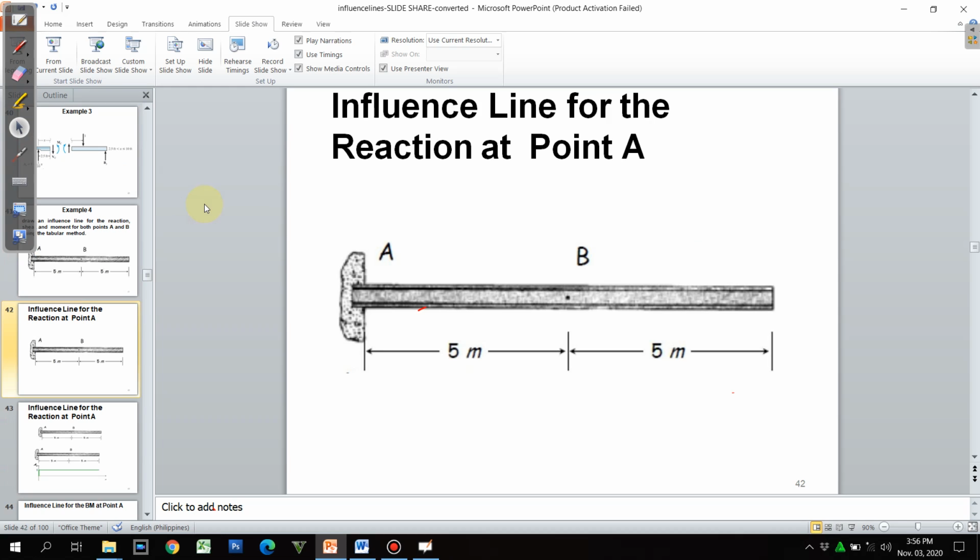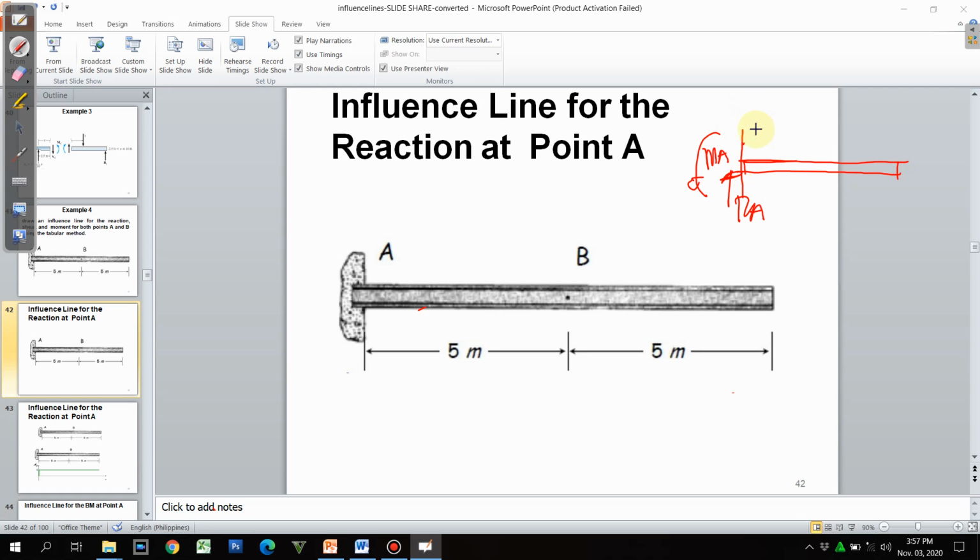So first, the reaction at point A. When we have a cantilever beam, there is only a single reaction here at the support. So at the support, there will be a vertical reaction, this is RA. There will also be a moment at A. And then we do not have any horizontal force.